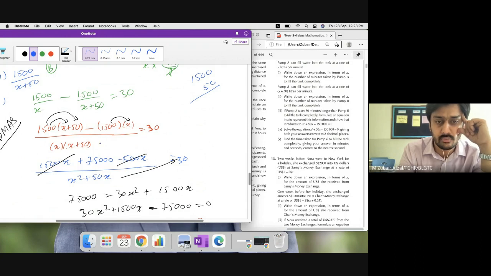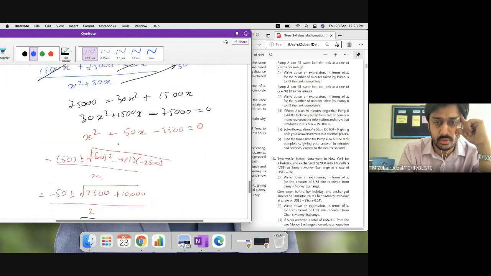30x square. 50x into 30 is 1500. 15 into 5 is 75,000. Yes, it is going absolutely right.